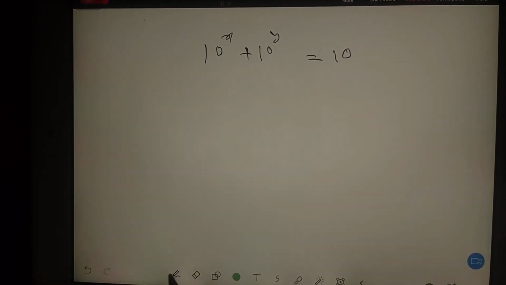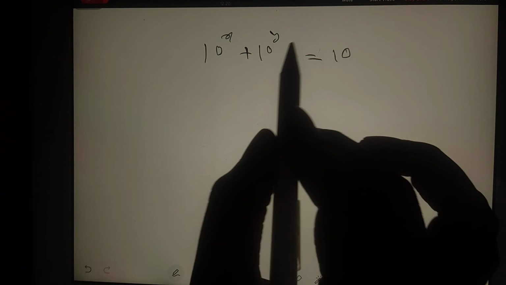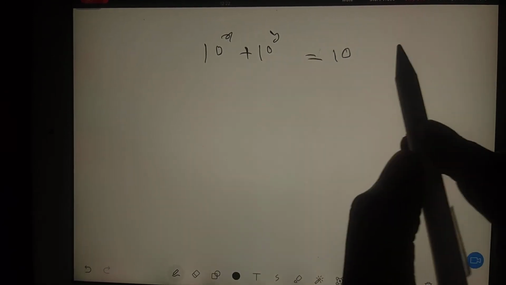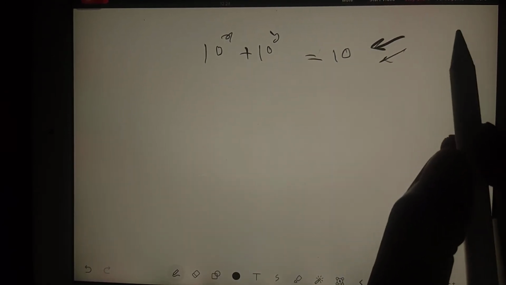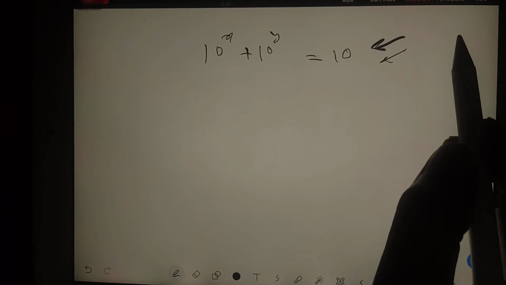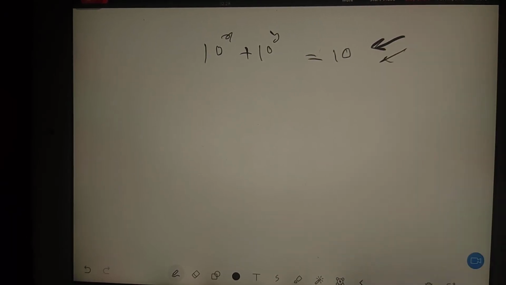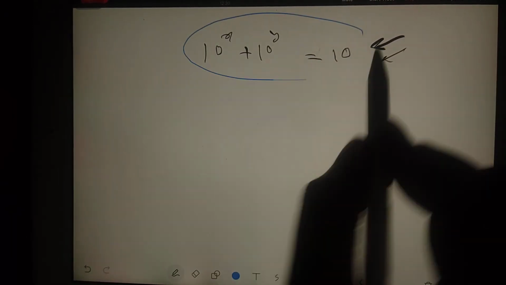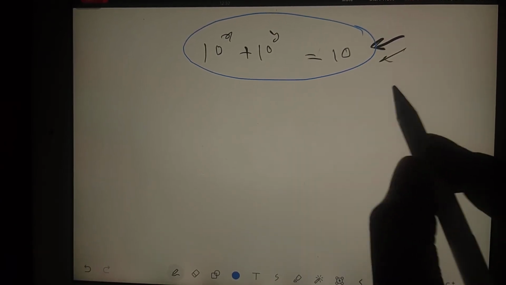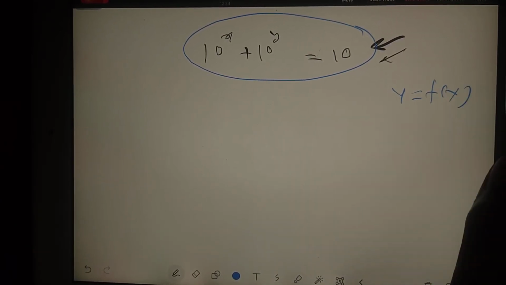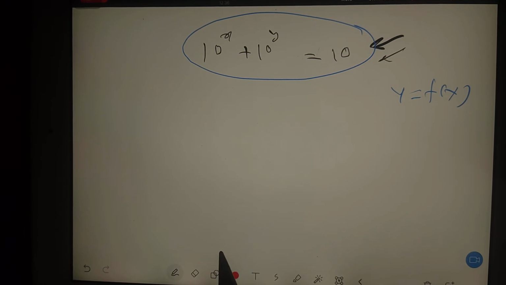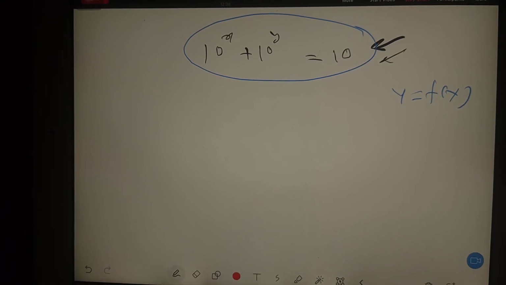So how will you deal with 10^x + 10^y = 10? This is a very famous question when you prepare for IIT JEE or GATE exams. First of all, we have to convert this equation so that it looks like the y = f(x) format. Can anyone advise how I can go ahead? Anyone help me? Okay, I will explain.